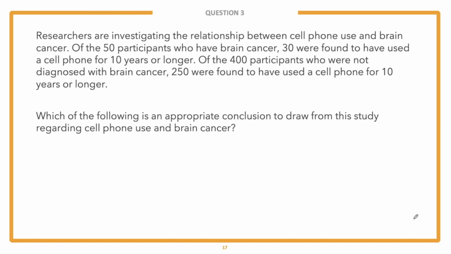Researchers are investigating the relationship between cell phone use and brain cancer. Of the 50 participants who have brain cancer, 30 were found to have used a cell phone for 10 years or longer. Of the 400 participants who were not diagnosed with brain cancer, 250 were found to have used a cell phone for 10 years or longer. Which of the following is an appropriate conclusion to draw from this study regarding cell phone use and brain cancer?